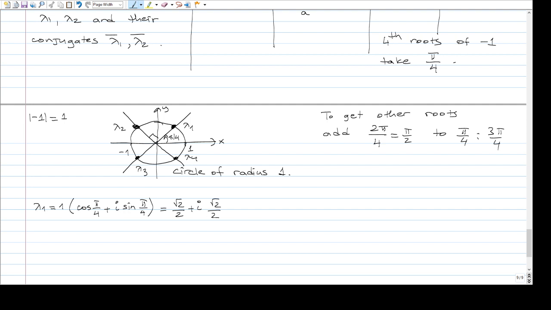And similarly, the number square root of 2 over 2 is going to be the same for the others, but we need to take the appropriate plus or minus signs. So what is lambda 2 in this case? For lambda 2, it has a negative x component and positive y component. So minus root 2 over 2 plus I times root 2 over 2. Lambda 3 is in the third quadrant. Both x and y are negative: minus root 2 over 2, minus I times root 2 over 2. And note that this is the complex conjugate of lambda 2. And the last one, lambda 4, is in the fourth quadrant, so positive x, negative y: root 2 over 2 minus I times root 2 over 2. So this is the complex conjugate of lambda 1.